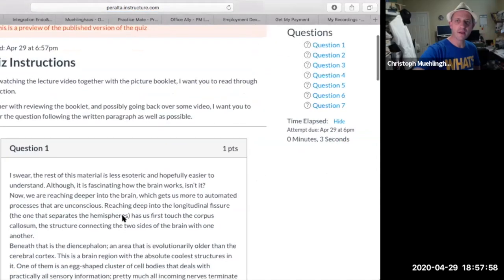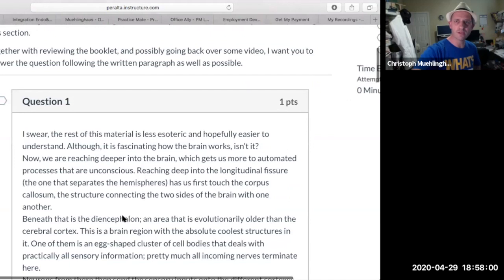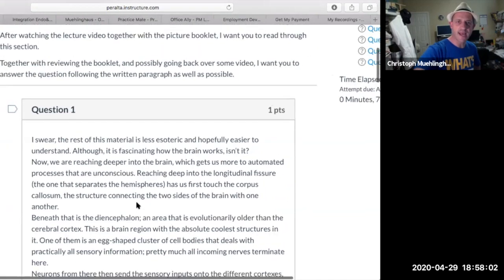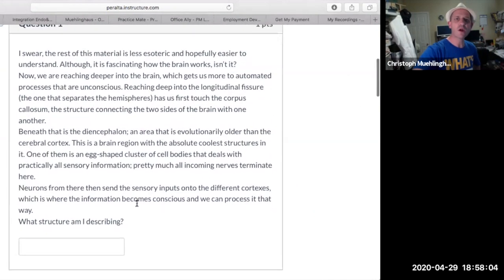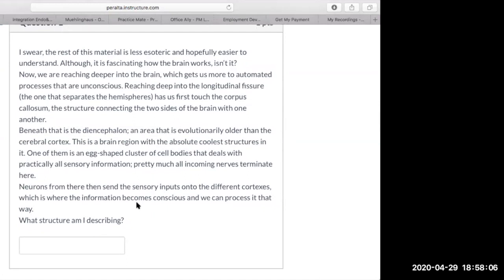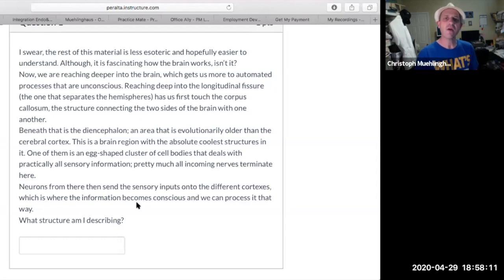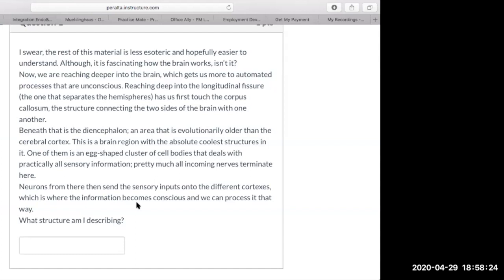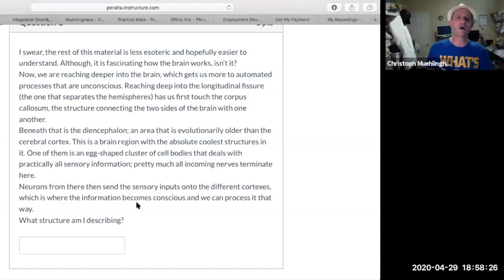All right, and this is for who has not answered yet. I swear the rest is less esoteric and hopefully easy to understand, although it's fascinating, I think. Now we are reaching deeper into the brain, which gets us more to automated processes that are unconscious. Reaching deep into the longitudinal fissure has us first touch the corpus callosum, which is the structure that connects the two hemispheres.